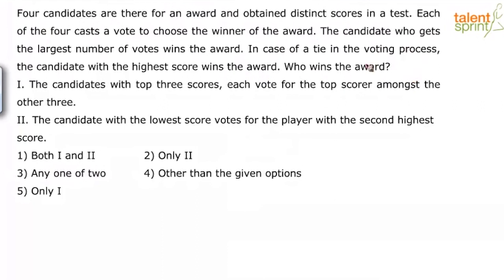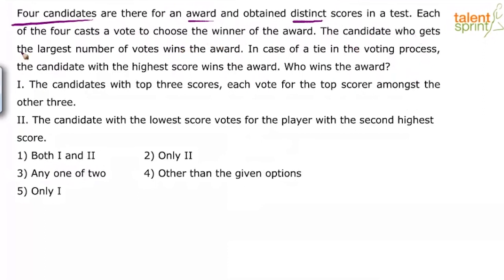So see what it says. There are 4 candidates who have been nominated for an award, and they have obtained distinct scores in a test. Each of them has got a different score. Now, each of these 4 cast a vote to choose the winner of the award. So these 4 are only going to cast a vote to choose the winner.